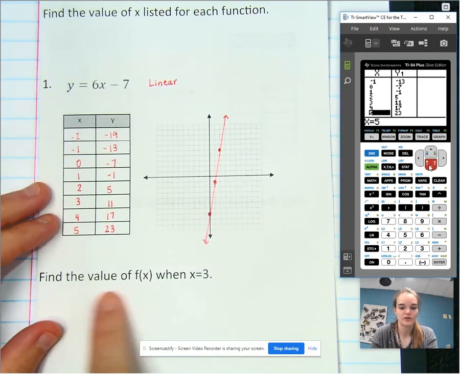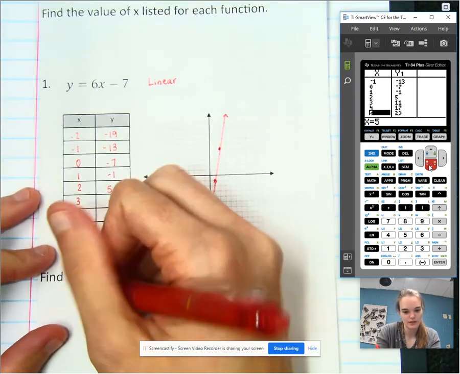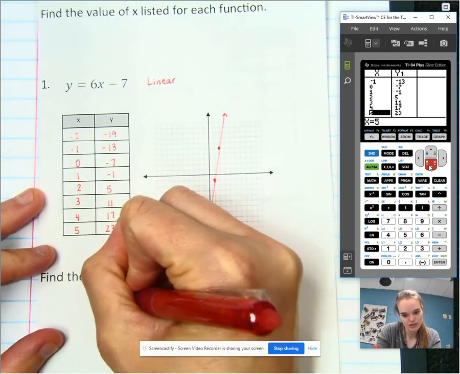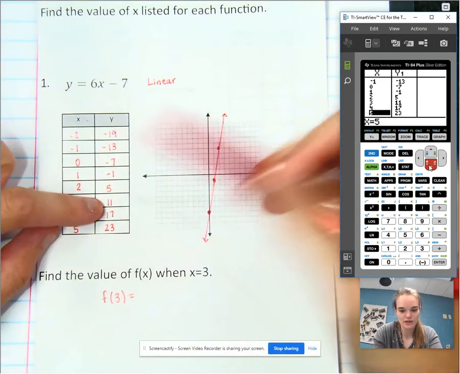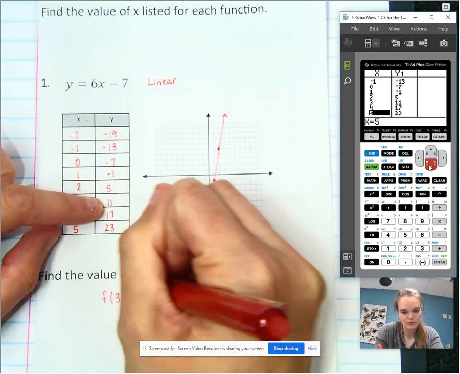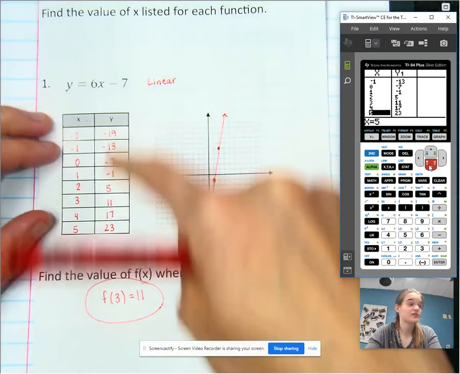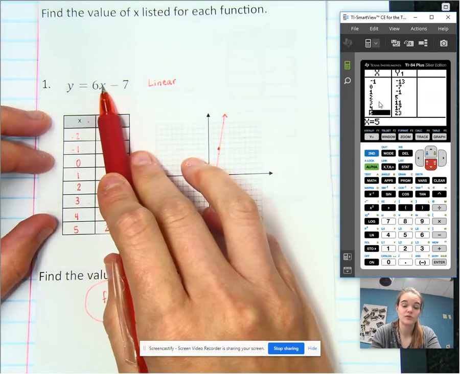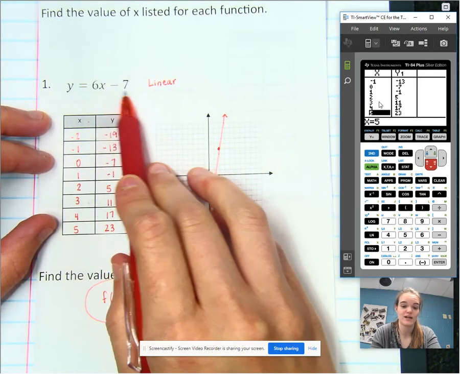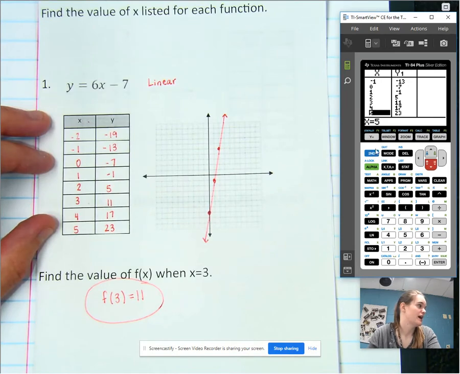It says find the value of f of x when x equals 3. So that means I'm going to plug in a 3. I'll look at my table. When x equals 3, y equals 11. So there's my answer. If it's not in this table, it will be in this calculator table. If it's not in the calculator table, you can plug it in if you need to. 6 times 3 minus 7. So we could have done that. I'll show you how to get that.